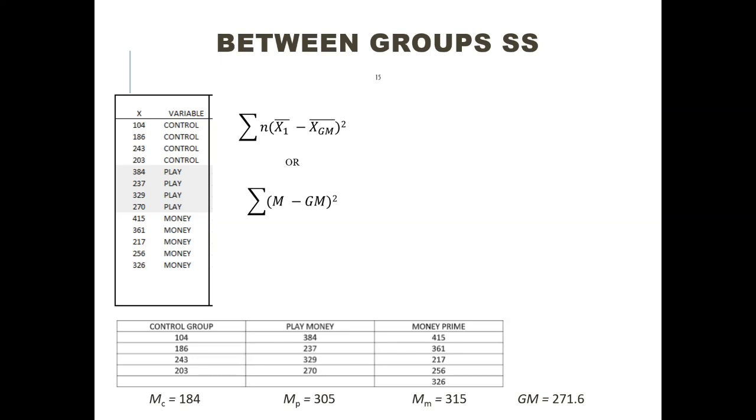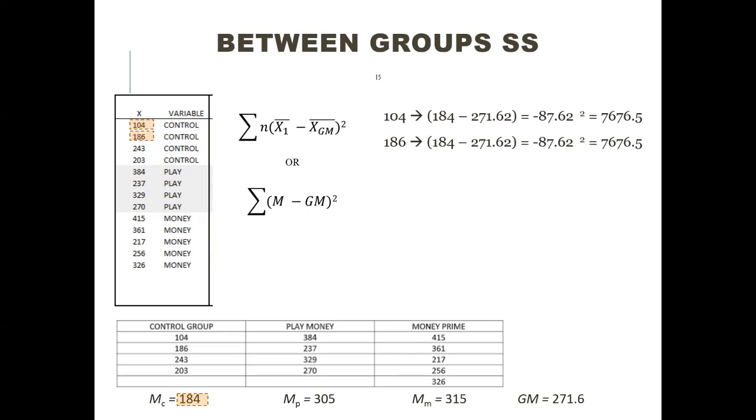For every data point, we're going to take the group mean that that data point is a part of. So for every data point in the control condition, regardless of the individual value, we're going to take the group mean of 184. This is because, remember, we're now interested in the variability between groups. So instead of taking 104, we're going to take 184. And then we're going to do 184 minus the grand mean, 271.6. That gives us negative 87.62, which we square, and we get 7,676.5.